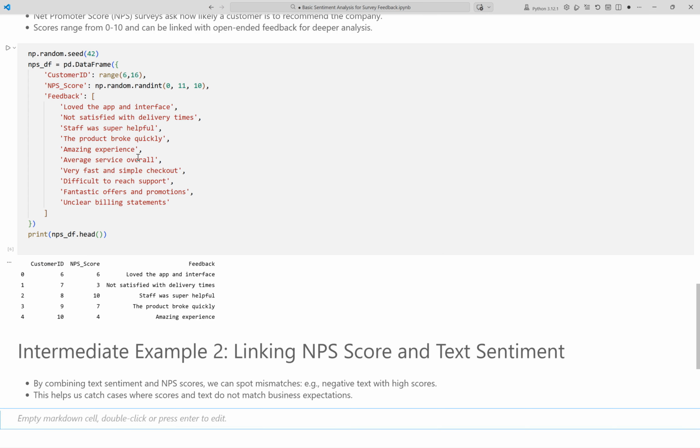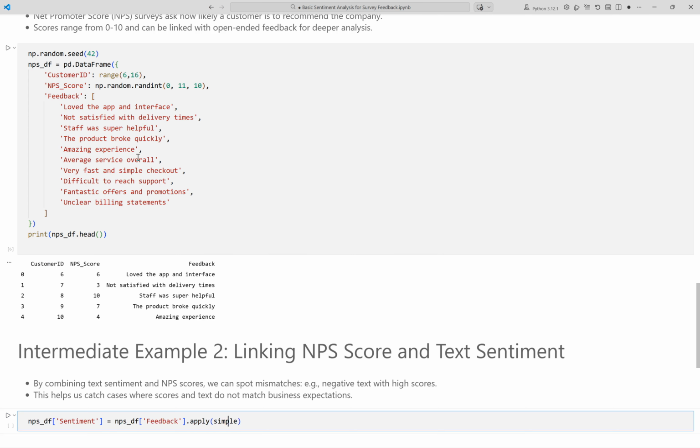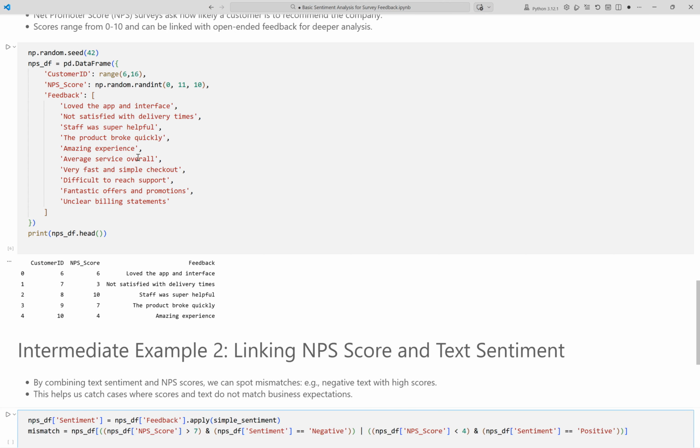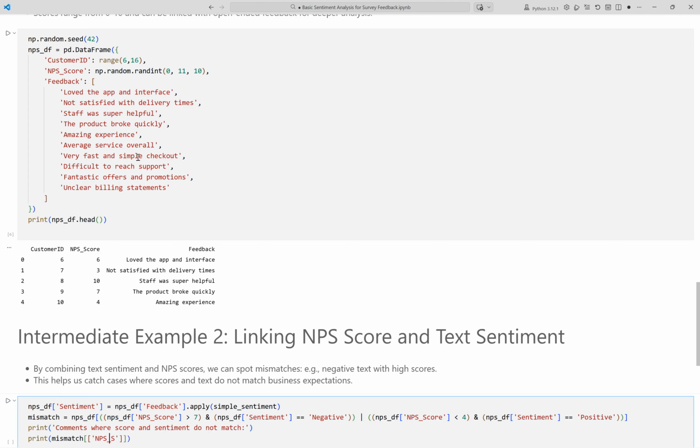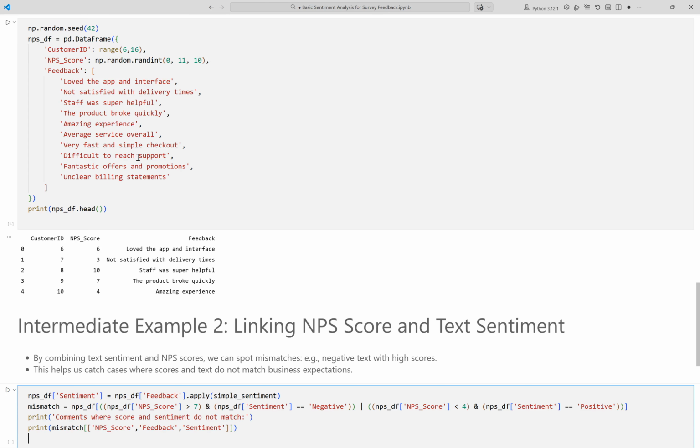We assign sentiment labels to the feedback in the NPS dataset. We filter for cases where the NPS score is high but text sentiment is negative, or vice versa. We print the mismatched comments for review. This business check helps spot unusual customer responses.